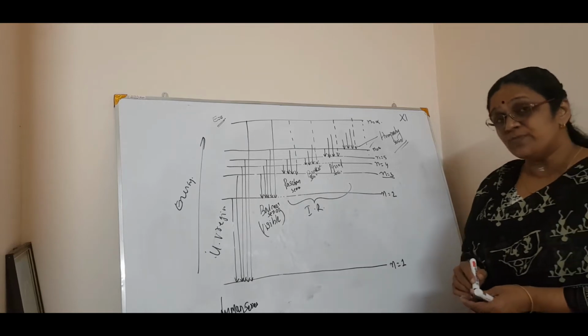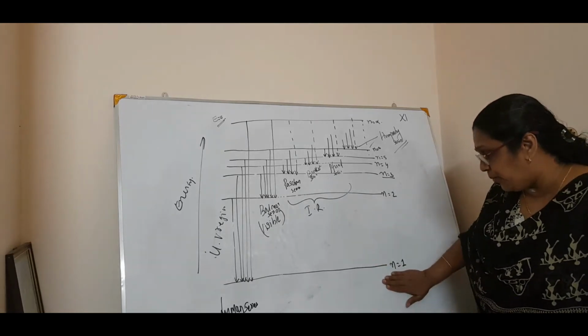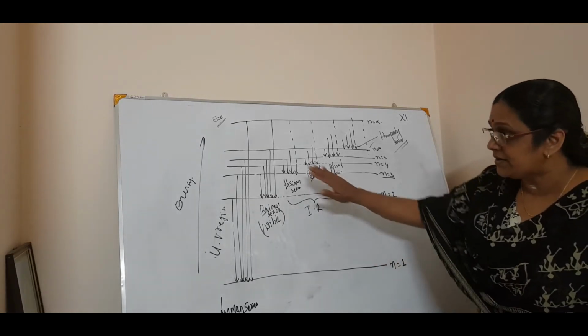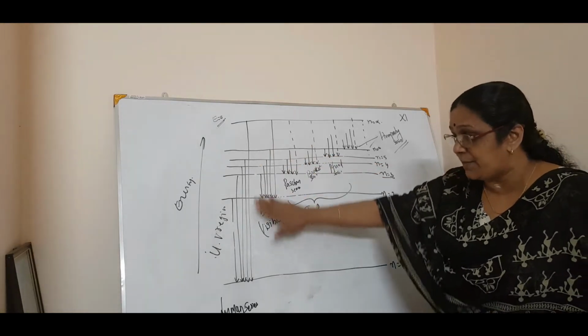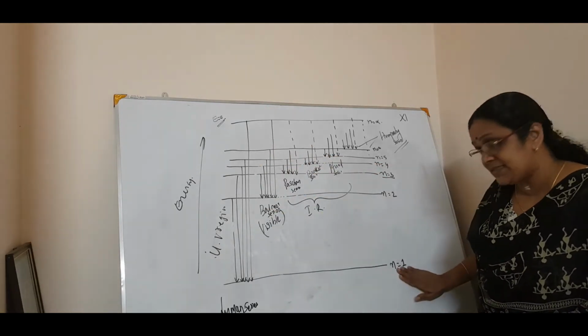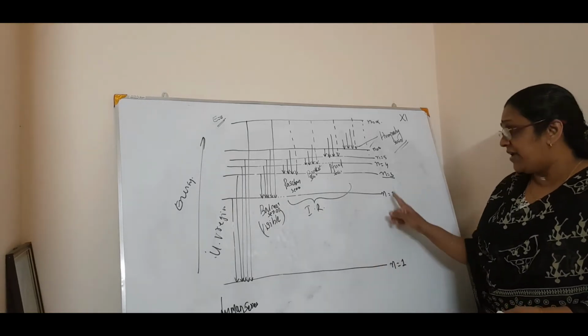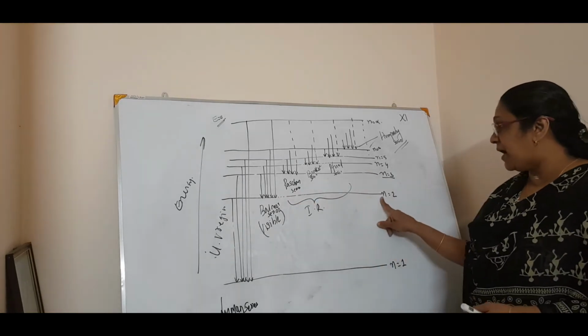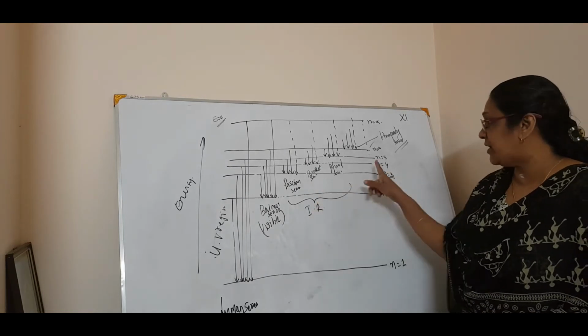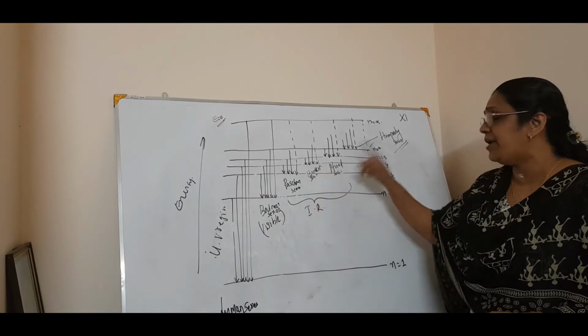Now just see or observe this. n is equal to 1. Whatever transition which is coming to 1 is called n1, is called the Lyman series. When it is in n2, it is called Balmer. n3, it is Paschen, and n4, Brackett, and n5, Pfund.